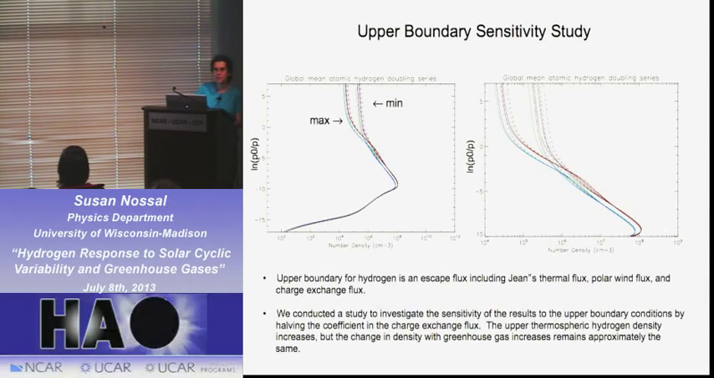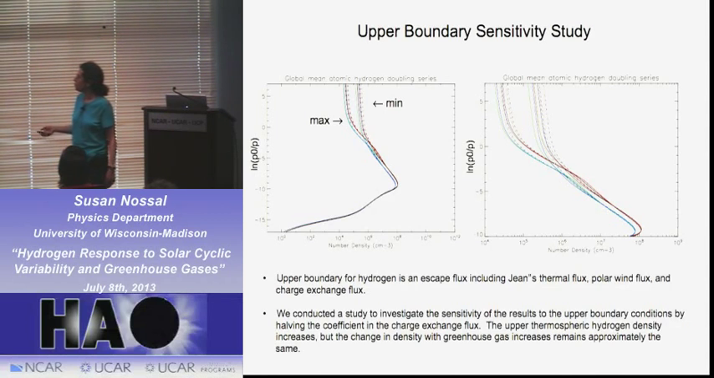So another study that we've been involved with this last week is looking at the upper boundary, to see if it might be possible that the upper boundary condition is not correct, and maybe that's producing these results. I mentioned that there are three terms for the upper boundary in the global mean model: Jeans escape, charge exchange, and the polar wind. So we took the charge exchange, and there's a coefficient in front of the charge exchange, and we halved that just to see what the response would be.